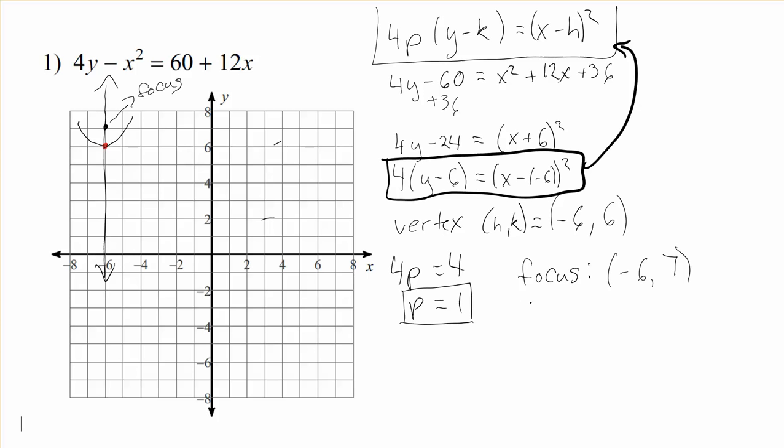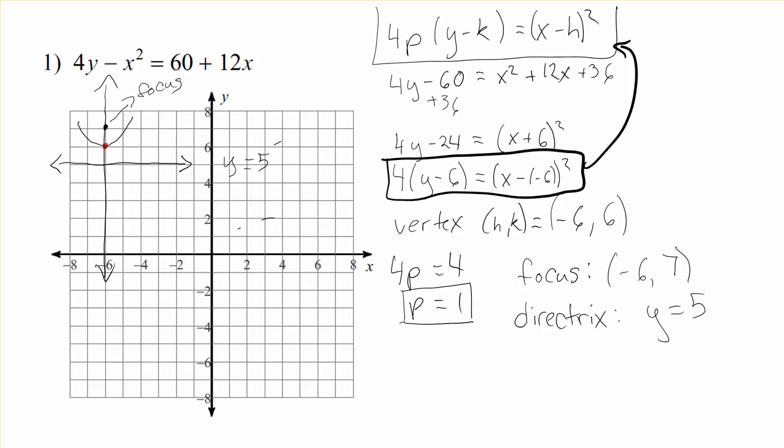And then we also want to find the equation of the directrix. Remember that the directrix is a line. It's going to be the equation of a line, and it's 1 unit in the other direction. So the directrix is right here. The directrix is always perpendicular to the axis of symmetry. So there's our directrix, and that's going to be at y equals 5. Okay, y equals 5 is the equation of that one.